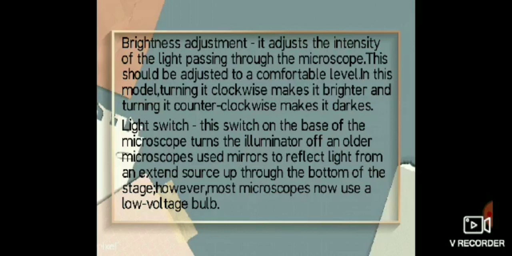This adjusts the intensity of the light passing through the microscope. This should be adjusted to a comfortable level. In this model, turning it clockwise makes it brighter and turning it counterclockwise makes it darker. Light switch. This switch on the base of the microscope turns the illuminators off. Older microscopes use mirrors to reflect light from external sources up through the bottom of the stage. However, most microscopes now use a low voltage lamp.